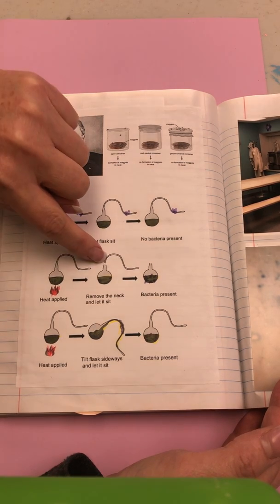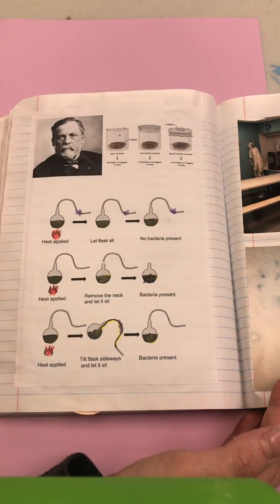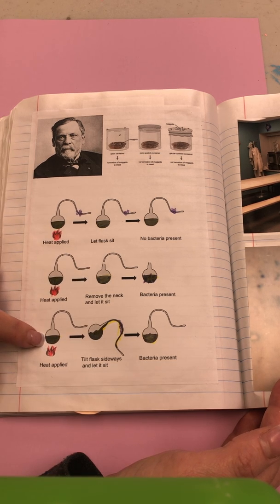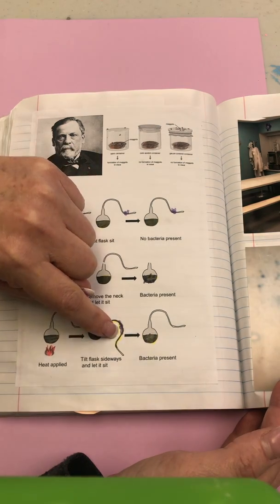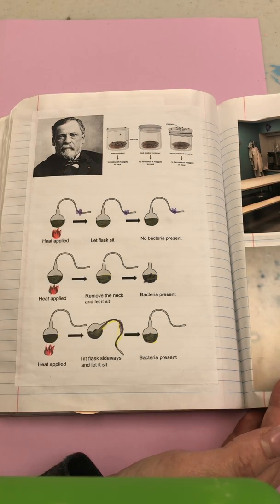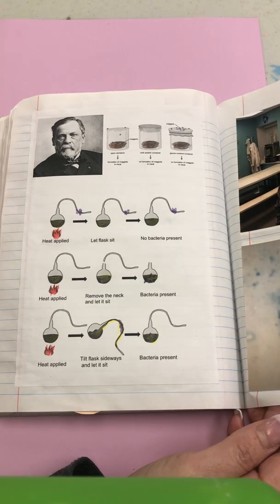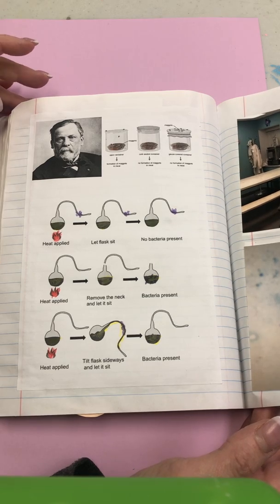Now, if the swan neck was broken, then they could resettle in and bacteria would be present and it would contaminate the sample. And also if you had a sample that was pure and then you tilted the neck where the microorganisms could touch the solution again, then you would have a presence of the bacteria again. And so he was able to prove that these microorganisms did not spontaneously generate. So he worked with the wine, and that was a famous experiment.